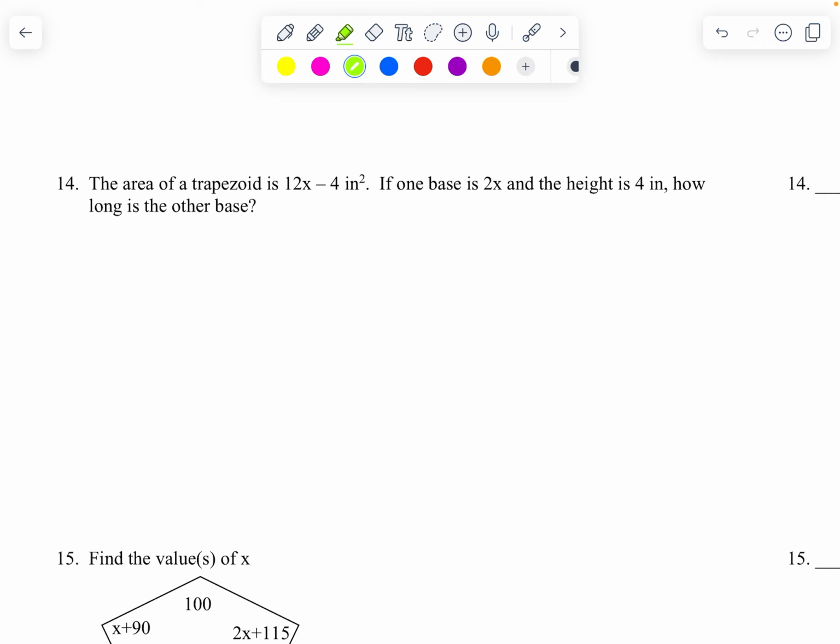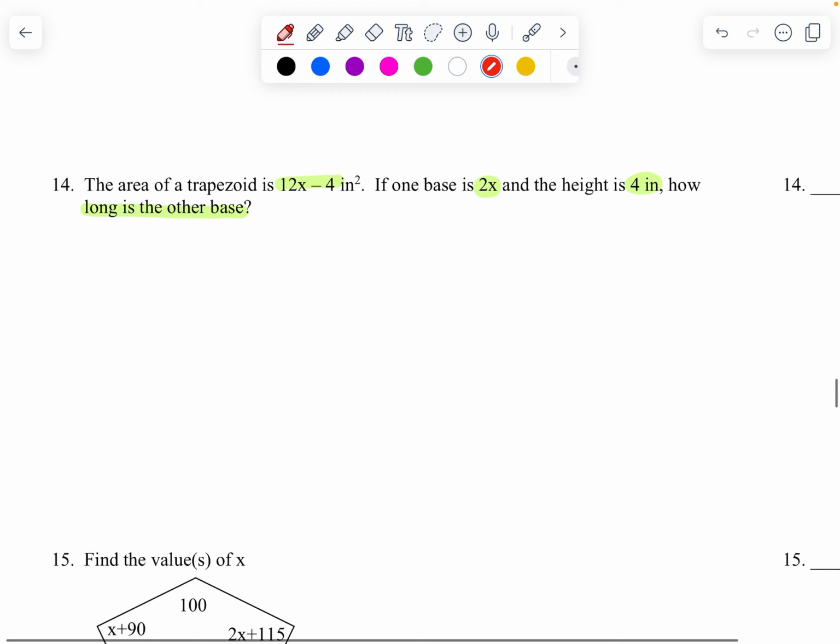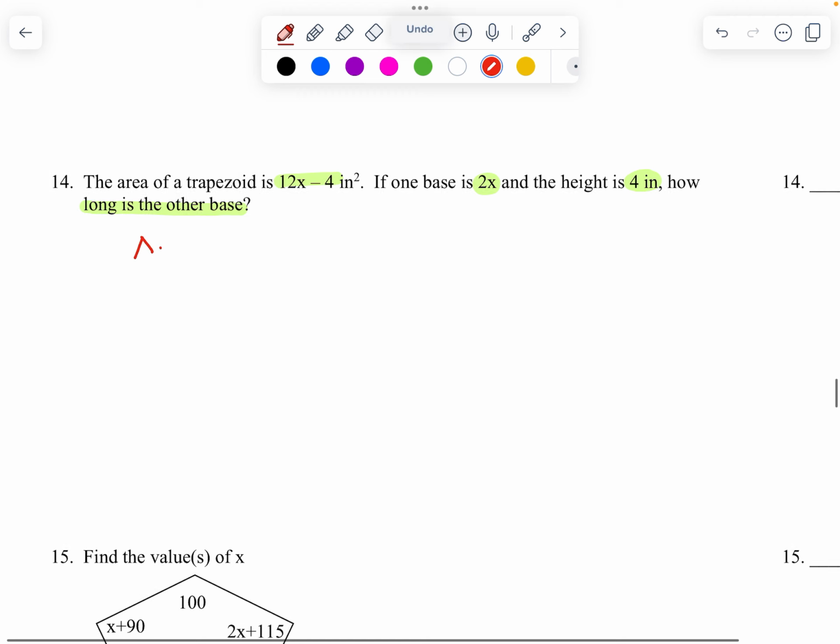So here my area of this trapezoid is 12x minus 4. I know that's weird, right? It's an equation, it's not a number. If one base is 2x and the height is 4 inches, can we find the other base? Well, yeah. Remember that the area of a trapezoid is equal to base 1 plus base 2 divided by 2 times my height.